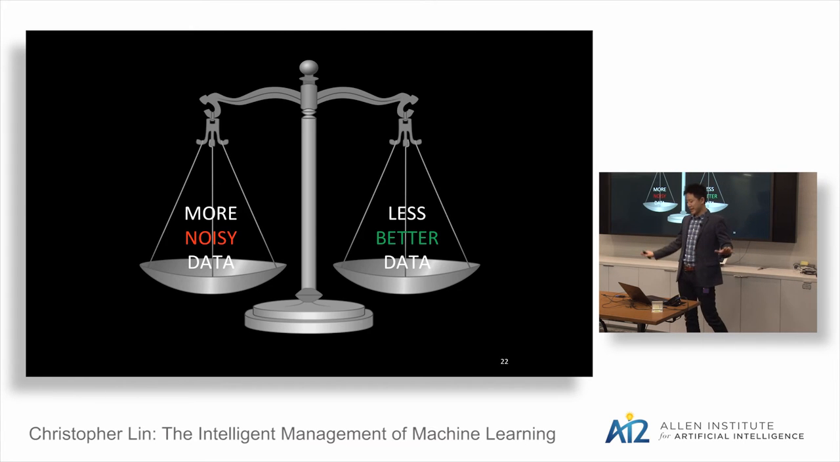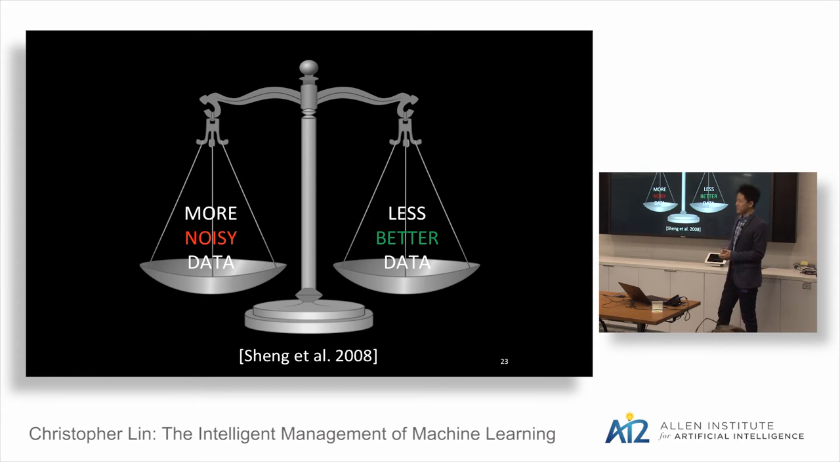Well, noise is OK up to a point. So there is a trade-off here. And this is the trade-off that I'm basically going to be talking about for the rest of the talk. And that trade-off is the following. Suppose you have a fixed budget. Which would you rather have? Would you rather have more noisy data, or would you rather have less better data? I do want to note that we're not the first to have noticed this trade-off. Sheng et al. discovered this trade-off in 2008, but we really are the first to provide solutions to it.